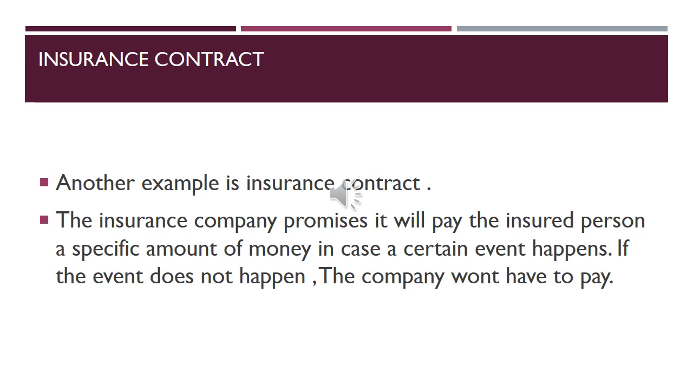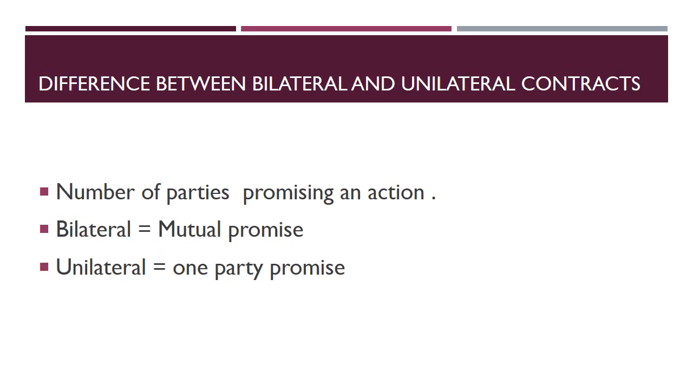Another example of the unilateral contract can be the insurance contract, because the insurance company promises that they will pay the insured person a specific amount of money in case a certain event happens. If the event does not happen, the company will not pay. But in case the event happens, the insured person has the right to ask for the money from the insurance company, because there was a unilateral contract.